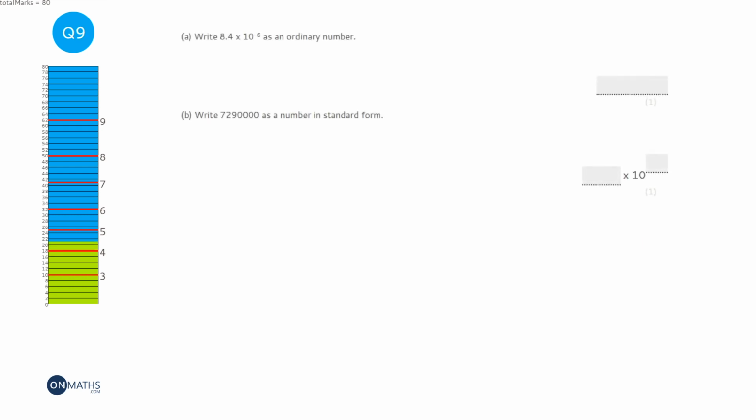Okay, to convert from standard form, you just write the number down, and this here, the power, will tell you where to go. So if the power is positive, then you go to the right. If it's negative, then you jump to the left.